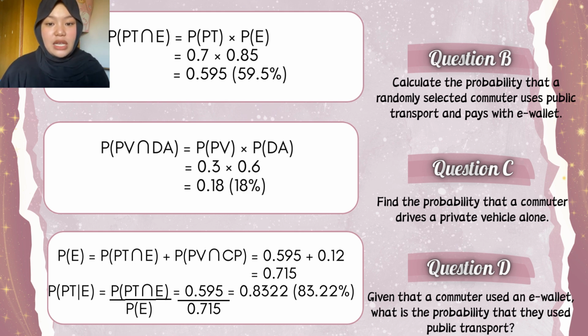To answer question C, the formula is probability private vehicles intersections with drive alone equals to probability private vehicles times probability drive alone, which is 0.3 times 0.6 equals to 0.18 or 18%.